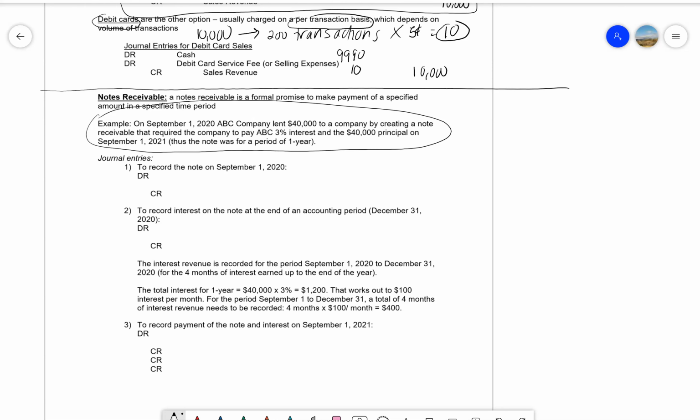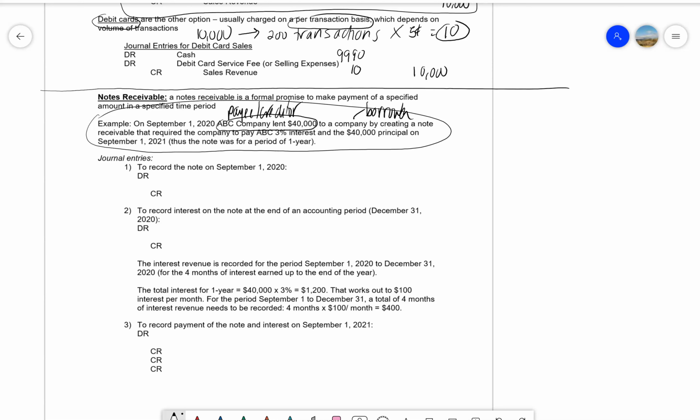Now, we are ABC company, and we're going to loan $40,000 to another company. And so we are basically known as the payee. So ABC company is known as the payee or the creditor. So they're going to loan $40,000 to another company, and this other company is going to be the borrower. So we're going to focus on the journal entries for ABC company. Now we're the payee or the creditor. We're going to have a notes receivable, and the borrower is going to have a notes payable.